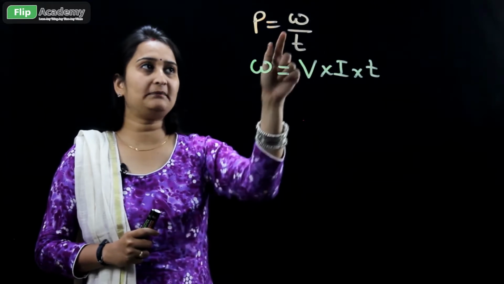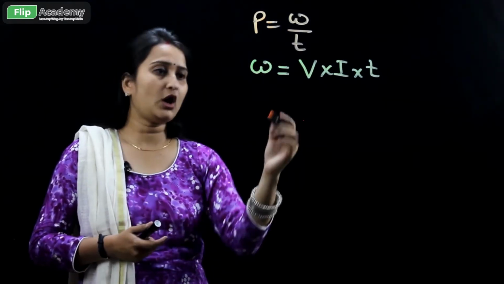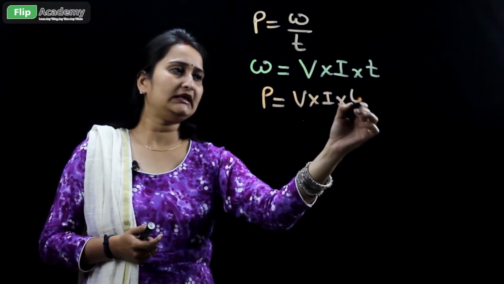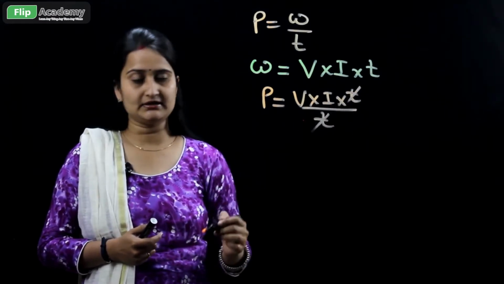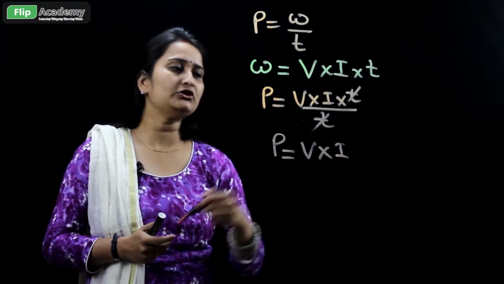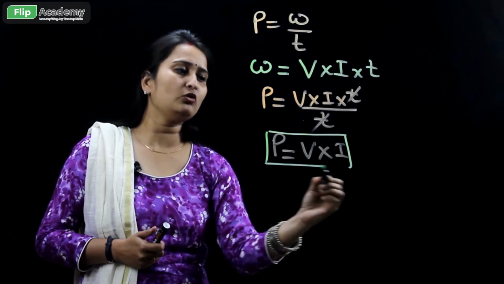So now you will replace this W into the formula of power. Now replace it, you will get V into I into T and it is divided by time. This T gets cancelled out, you will get the formula for power, that is V into I. So the new formula for power is V into I.